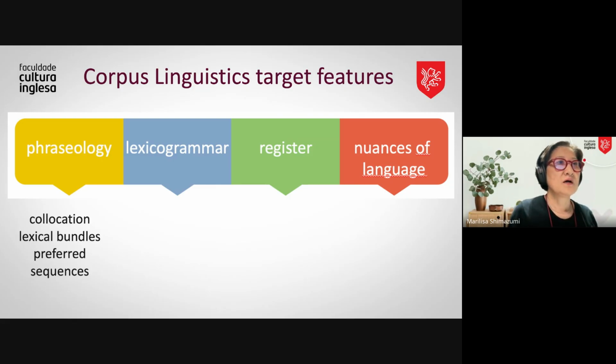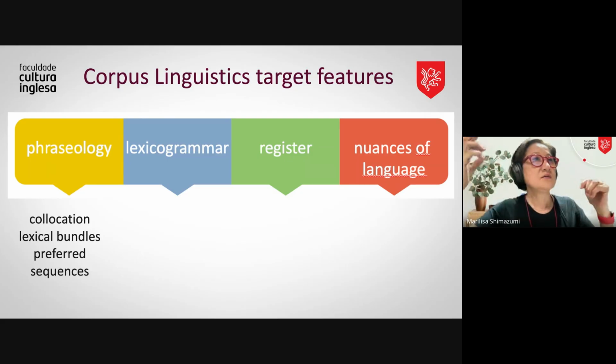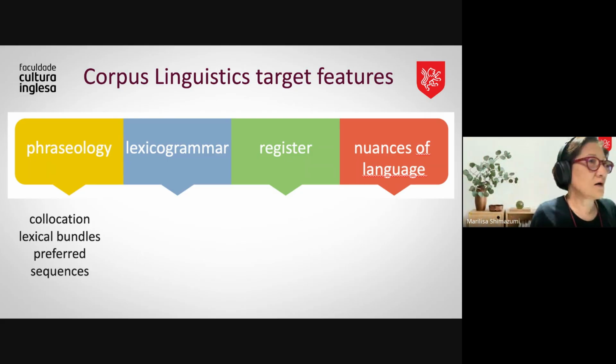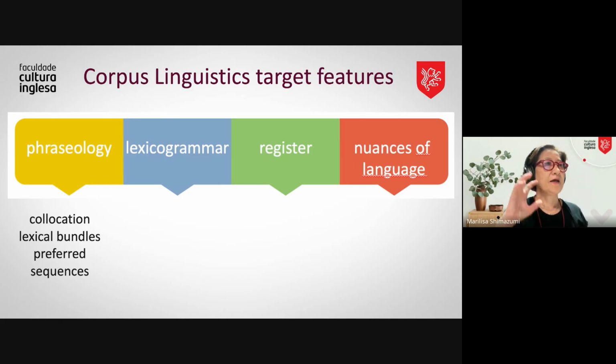For example, I'm afraid this is going to be hot today. And I'm looking forward to seeing you. This is a long collocation, a group or a lexical bundle. They are fixed preferred choices.